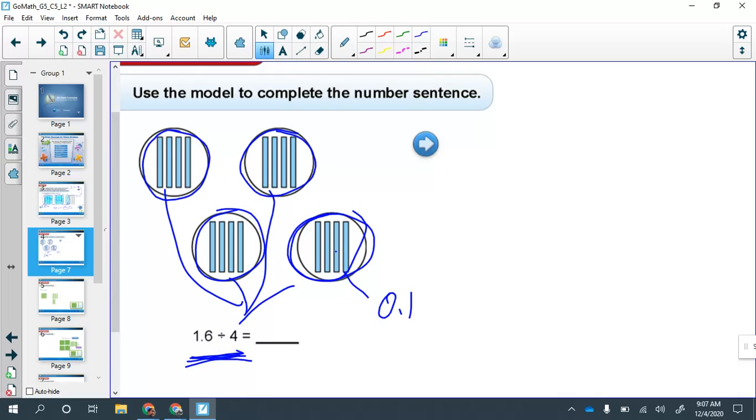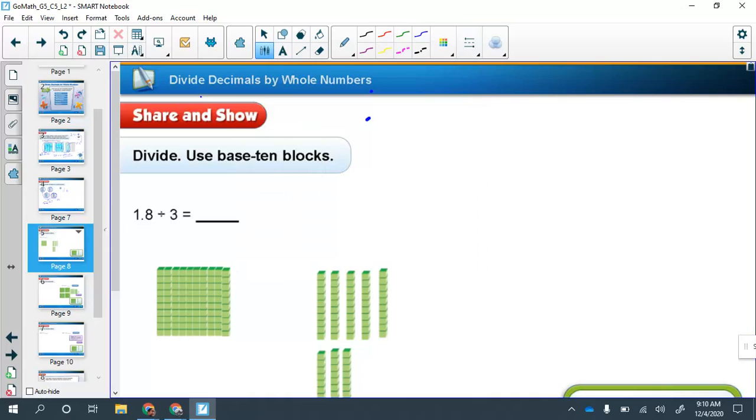So 4 plus 4 is 8, right? And then 8 plus 2 more, that gives us our 1. And then we have 1, 2, 3, 4, 5, and 6 left over, right? So the pieces that make up our model have to be equal to our dividend. So we have 1 and 6/10 divided by 4. So now all we need to do is look at each of our groups and it will give us our answer. Well, in each of our groups here, we have 4/10.